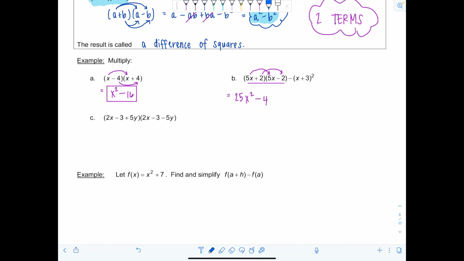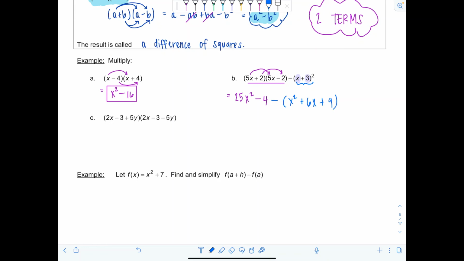Very good. Now, I have to be careful and multiply out this x plus 3 squared with caution. So keep that minus sign there, put some parentheses, and now we're going to use our shortcut formula. So square the first term. That's going to make it x squared, plus take the first term times the second term and then double it. So x times 3, that's 3x. Double it, 6x. Very good. Plus square the last term, that's 9.